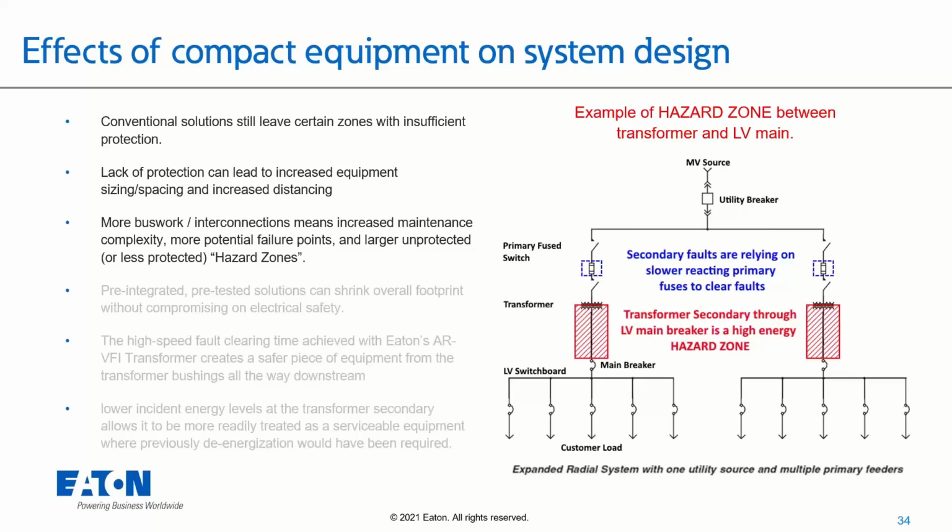And just some highlights on the bulk of what I'm trying to get across to you today is that primary devices alone, such as a primary fuse or primary vacuum fault interrupter, will end up leaving this high energy hazard zone between the low voltage of the transformer and the low voltage breaker, as I have highlighted in red in that little diagram. It's a zone that would eventually be interrupted, but that fuse will operate and could take a few seconds or so. So it is a slow clearing time type of protection scheme.